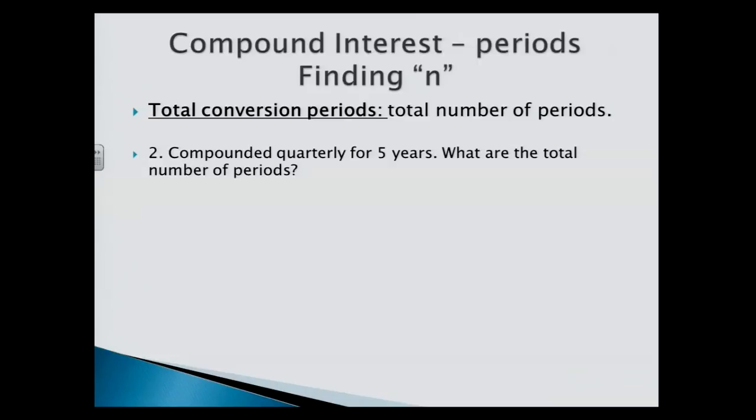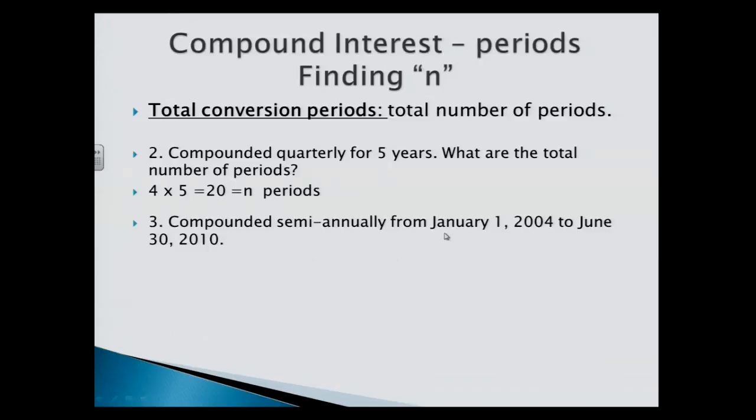So, for an example, if you're compounded quarterly for 5 years, what are the total number of periods? Well, you have 4 every year. 4 times 5, N would be 20 periods. That would be your exponent in your compounding.